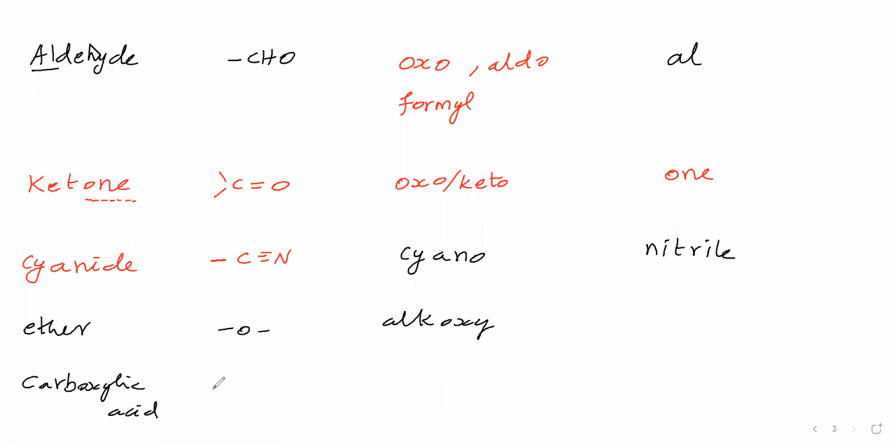Carboxylic acid formula is COOH. When it comes as prefix we will say carboxy. Secondary suffix is oic acid. Secondary suffix is oic acid for this.